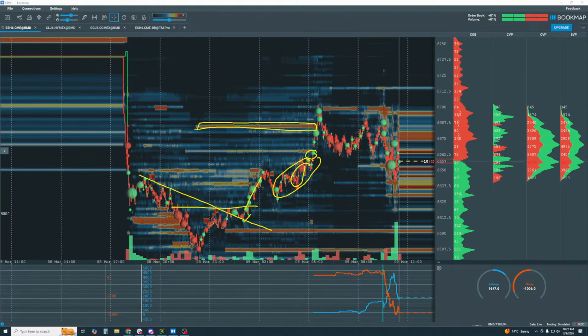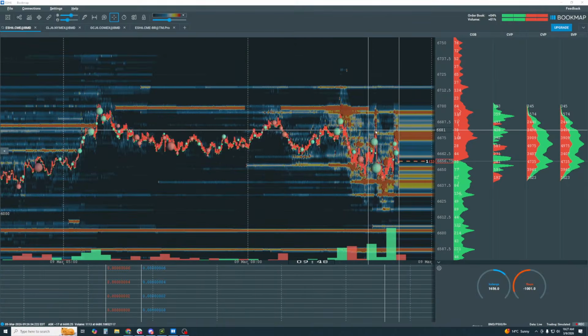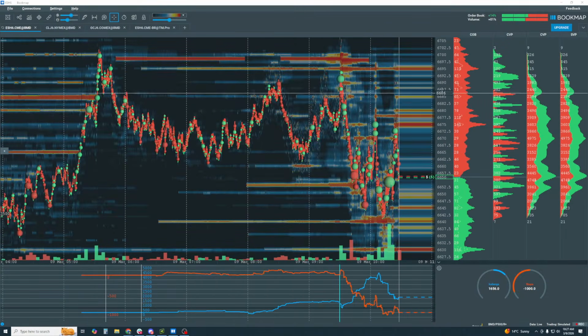So anyway, just kind of going through our process in here, and looking at the previous price action from last night and this morning as well. Okay, so now let's get caught up here to today, and then take a look here.